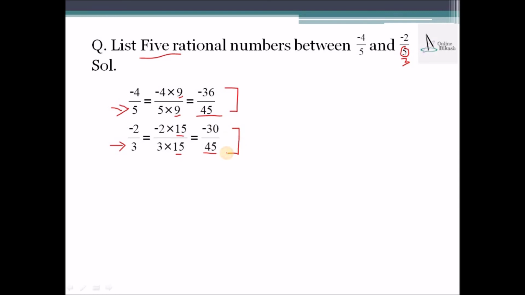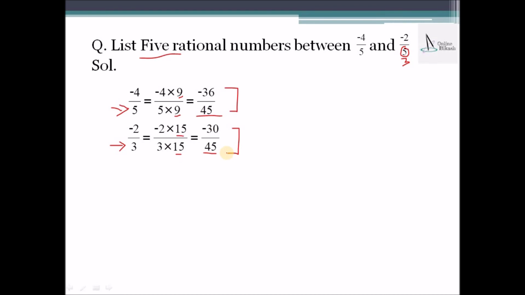Okay, these are nothing but equivalent rational numbers. So minus 36 by 45 and minus 30 by 45. What are the numbers you can find between minus 30 and minus 36?